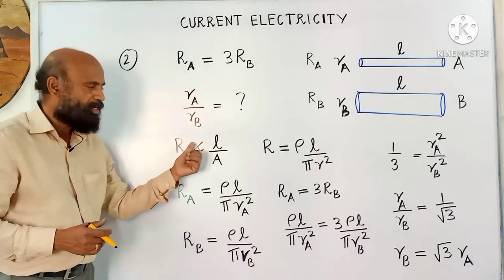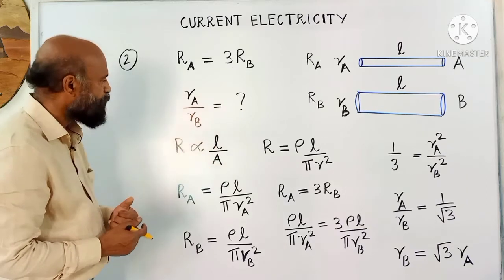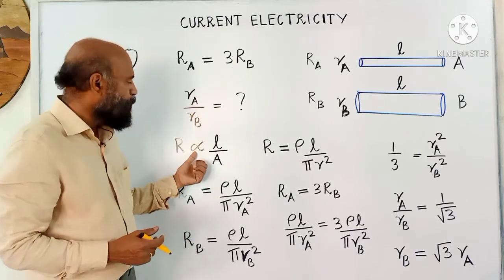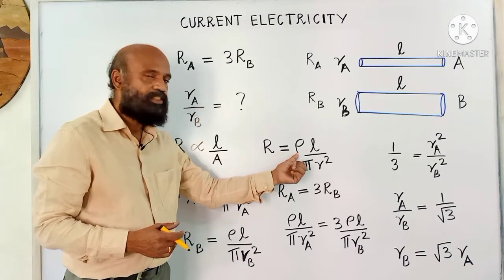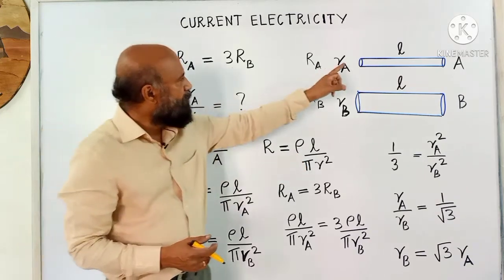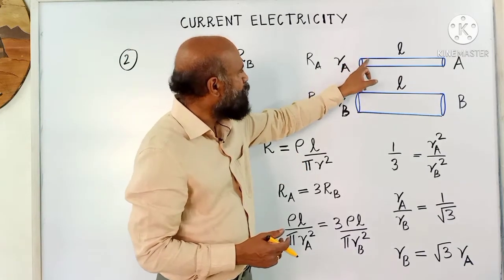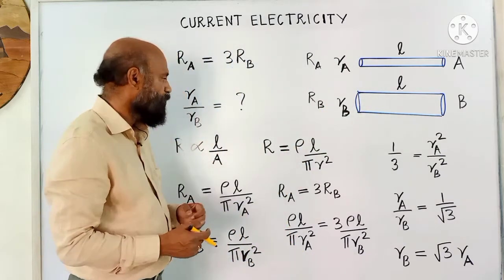Resistance of a wire is directly proportional to the length of the wire and inversely proportional to the area of cross section. Proportional sign can be replaced by an equal sign after writing a constant. Here rho is the specific resistance or resistivity. Then here circular cross section, so area we can substitute pi r square.